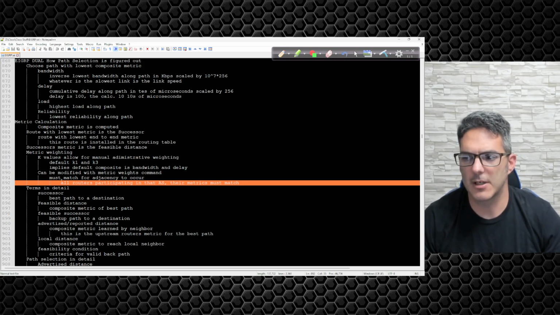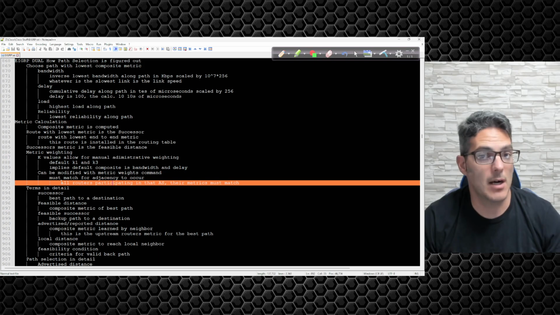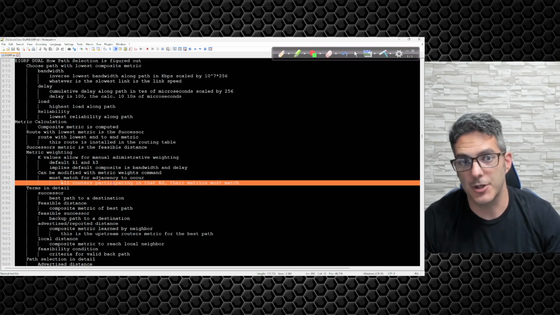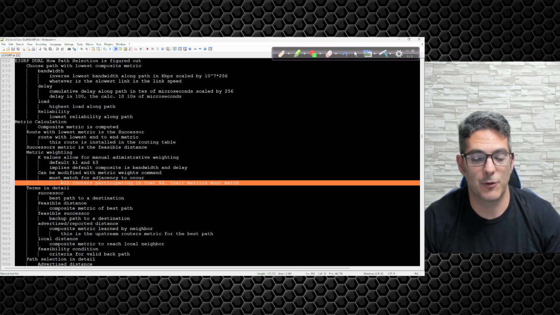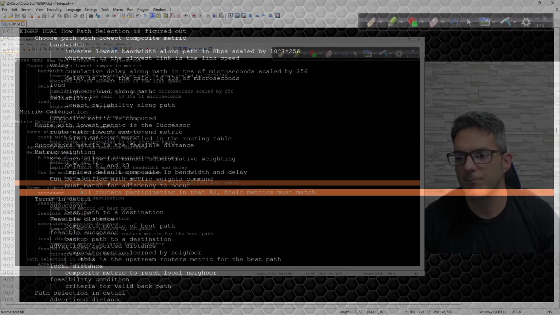The key thing here is that the K values on every router in your AS must be the same, because if not, you're going to come up with a different calculation than another router, and therefore you might go a different path. In order for all of the routers to give you a precise calculation, everybody needs to be on the same sheet of music and agree on all the same values. That will give you the best chance for a proper outcome.